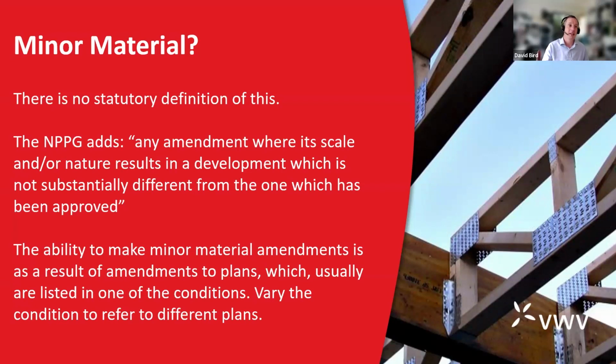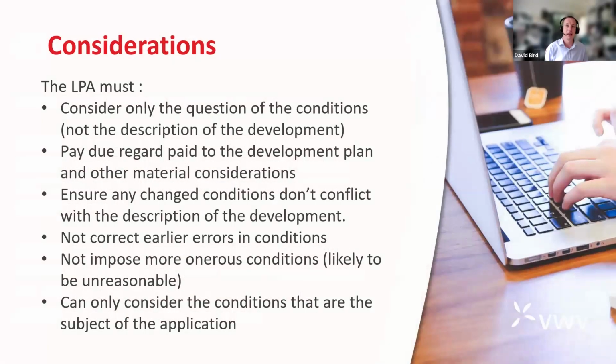So in the next slide, we can see the list of conditions that the LPA can take into account. So it can only look at the conditions. It can't inquire into the background of the permission itself. Provisions relating to statutory consultation and publicity don't apply, so the local authority's got quite a wide discretion about how much consultation it can do. Section 73 can't correct any errors. You can't put back in something that you forgot to put in the first place.